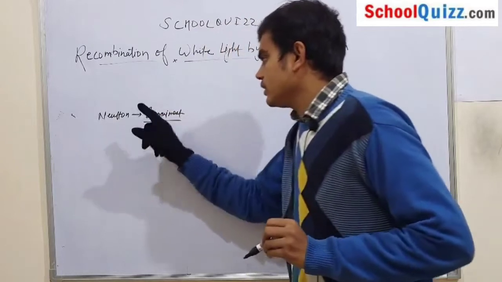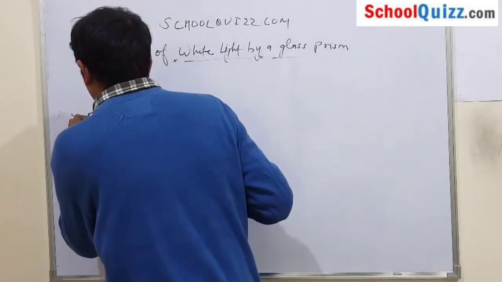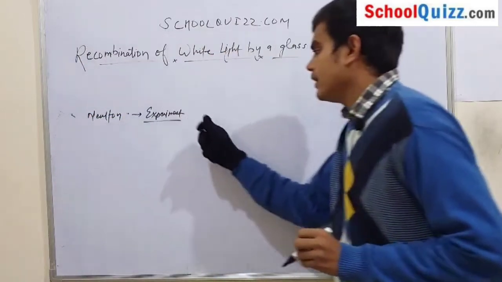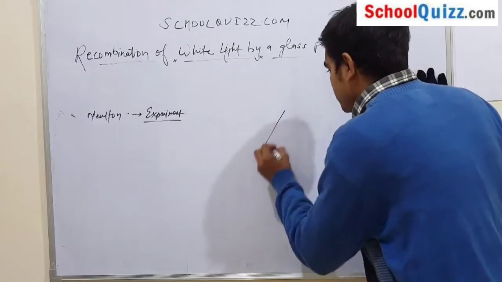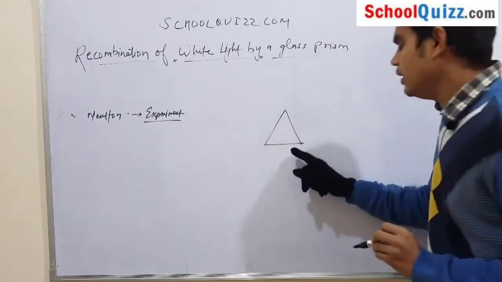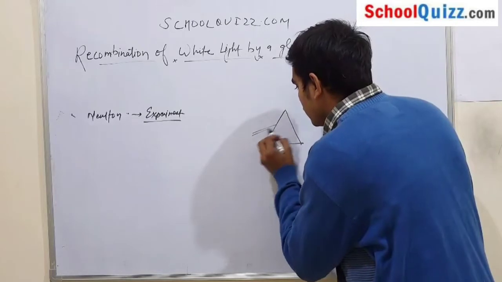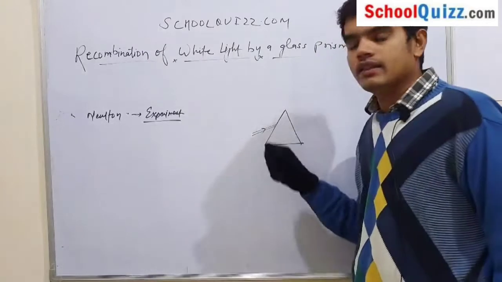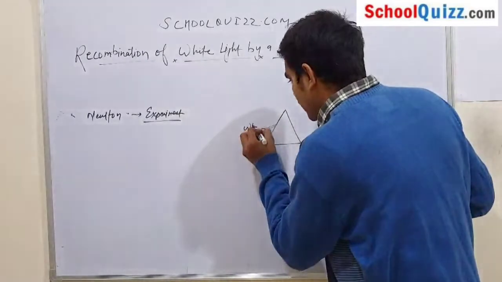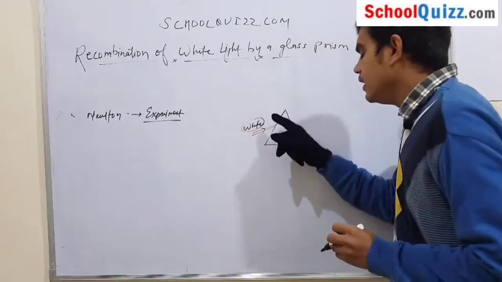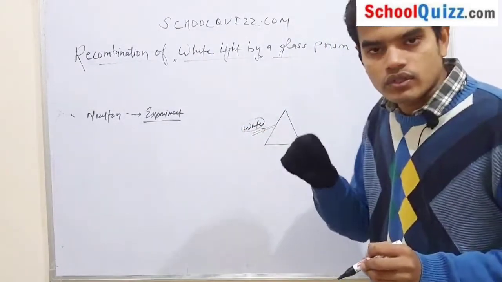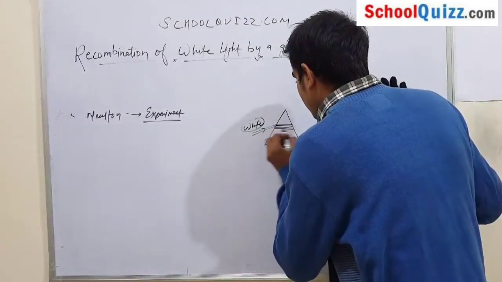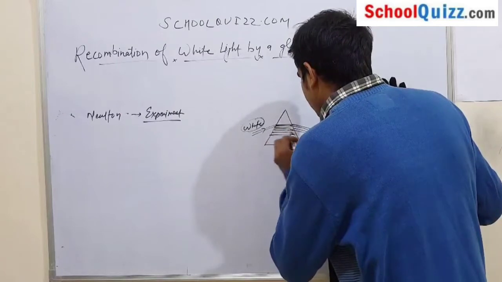Newton sir did an experiment. What he did, he took a prism and incident a white light. Okay, and we know that when a white light is incident on a prism, then this white light is split into all its constituent colors. We know that this process is what we call dispersion. Okay, according to dispersion we know that.